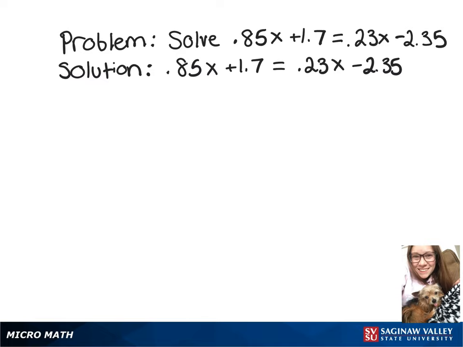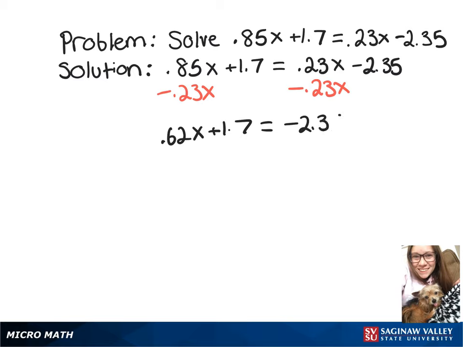In this video, we're going to solve the equation 0.85x plus 1.7 equals 0.23x minus 2.35. So our first step here is going to be to subtract 0.23x from both sides. And that's going to leave us with 0.62x plus 1.7 equals negative 2.35. So now we're going to go ahead and subtract 1.7 from both sides.